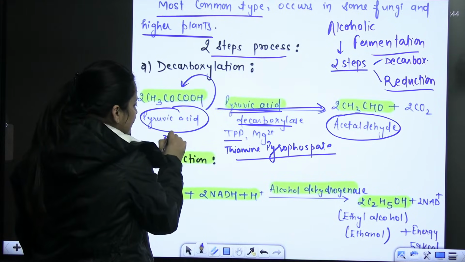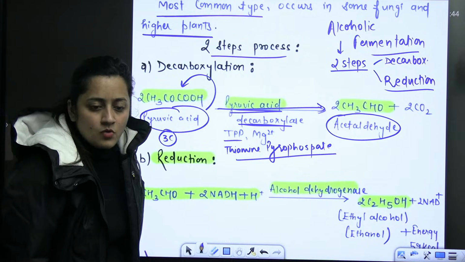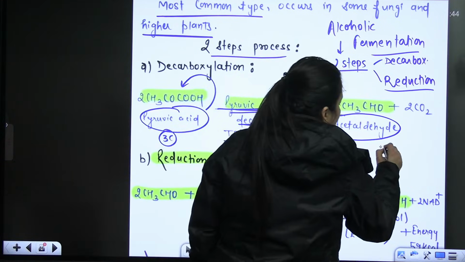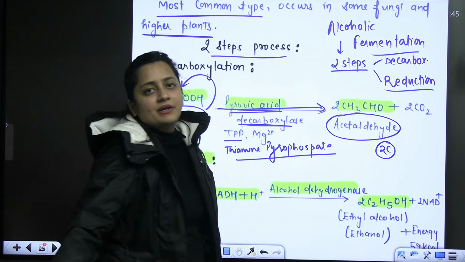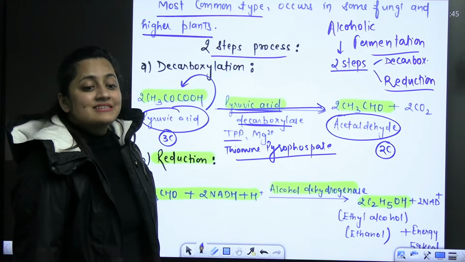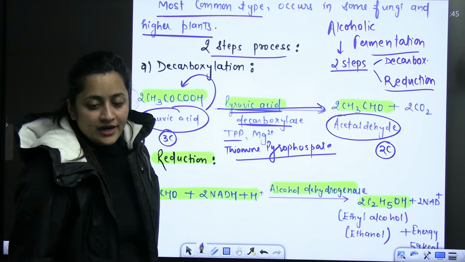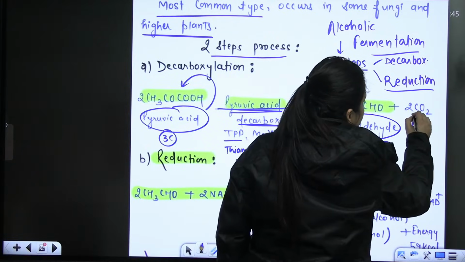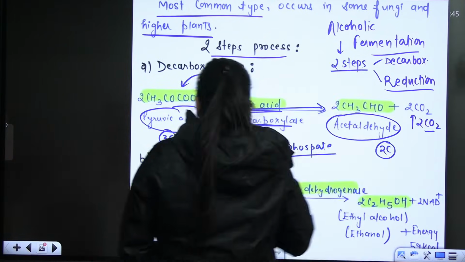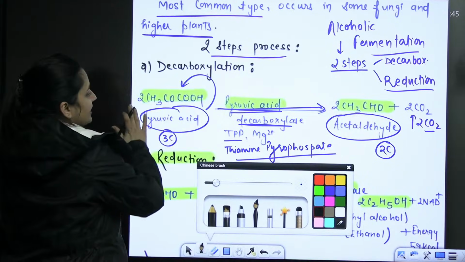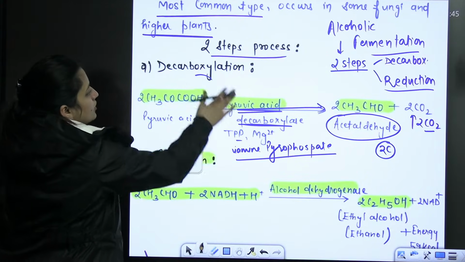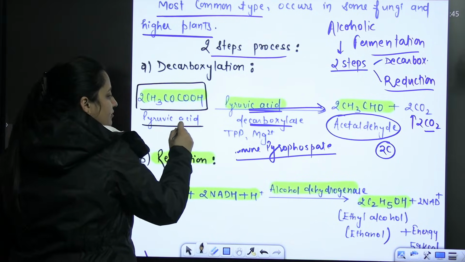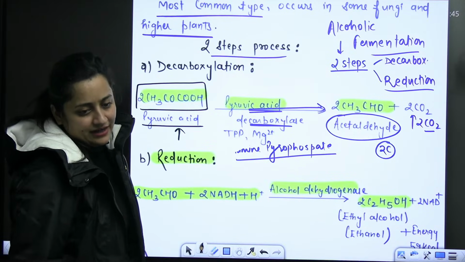Pyruvic acid is a 3-carbon compound, and from it you get a 2-carbon compound, because CO2 is released. Why are we writing 2 here? Because 1 glucose will give you 2 pyruvate. That is why we are writing 2 here.